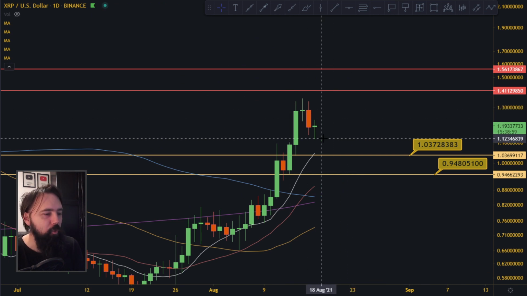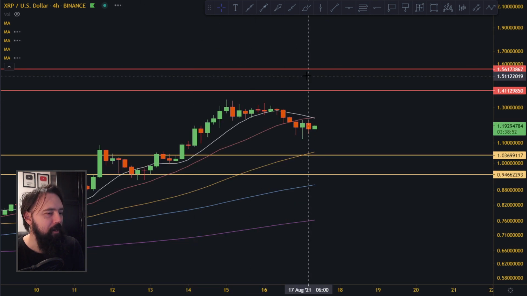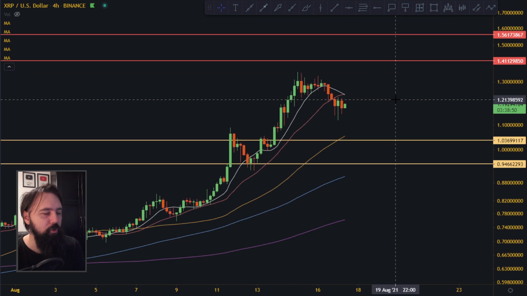Check this out. We are going down as predicted, as expected. This isn't any kind of abnormal move to the downside. It's a small correction to the downside. We're gonna see how this actually plays out.